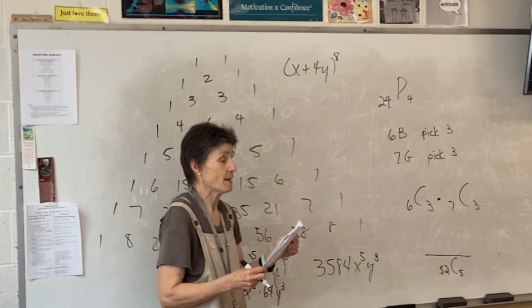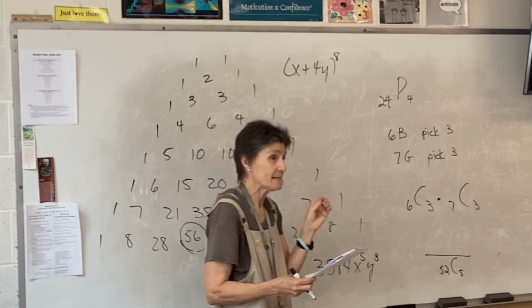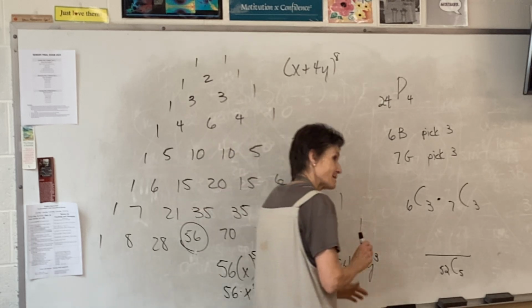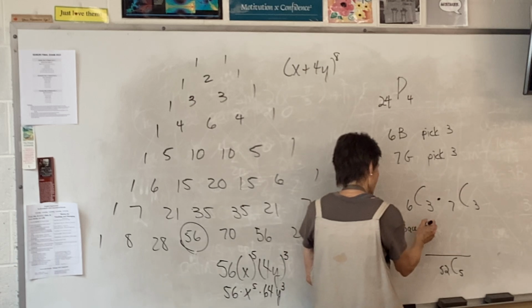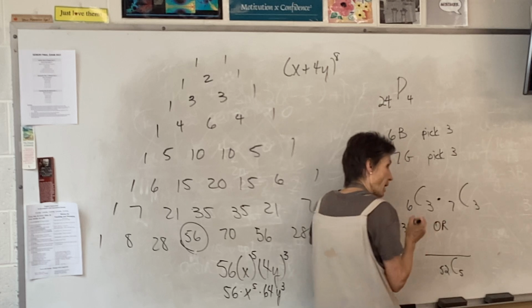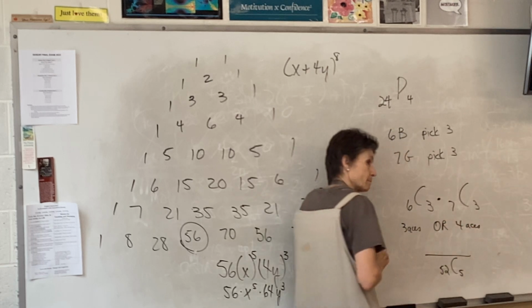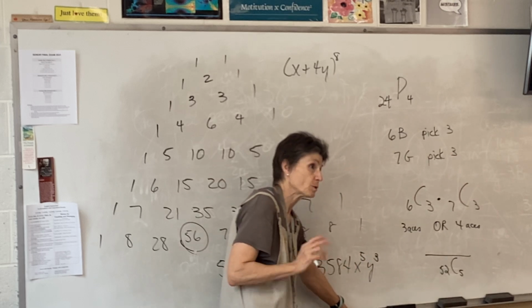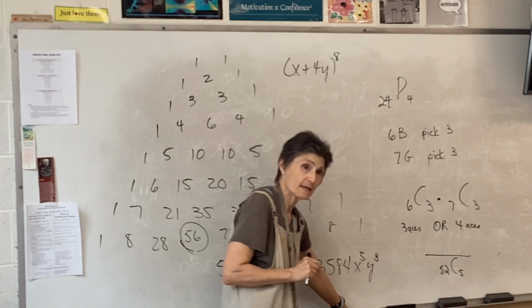Now the numerator is what I want. Now what do I want? At least 3 aces. So what does that mean? I could get 3, or I could get 4. Okay, so what does 3 look like? Let's start with 3. Now you're going to get 3 aces in this hand.